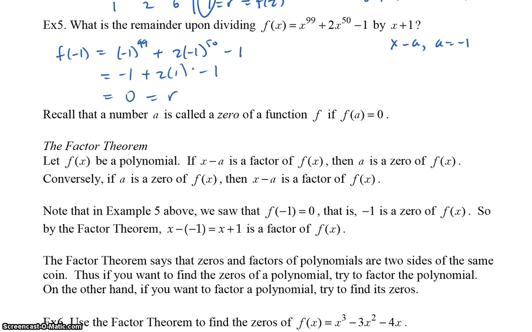In other words, it follows that x plus 1 must be one of the factors of this 99th degree polynomial. So the remainder theorem allows us to determine a remainder without necessarily doing any division at all.